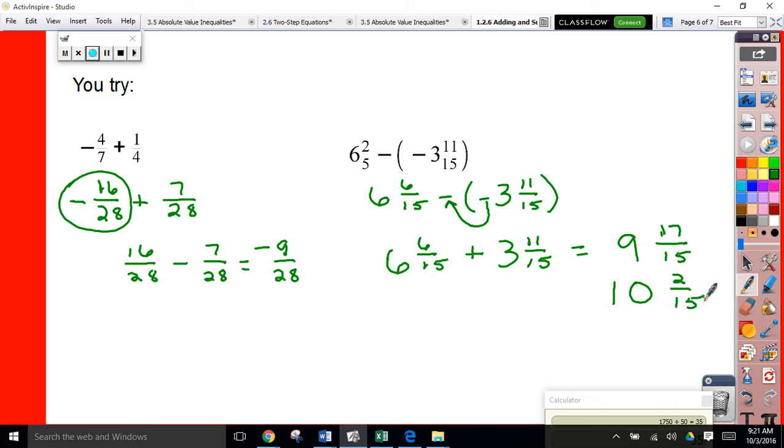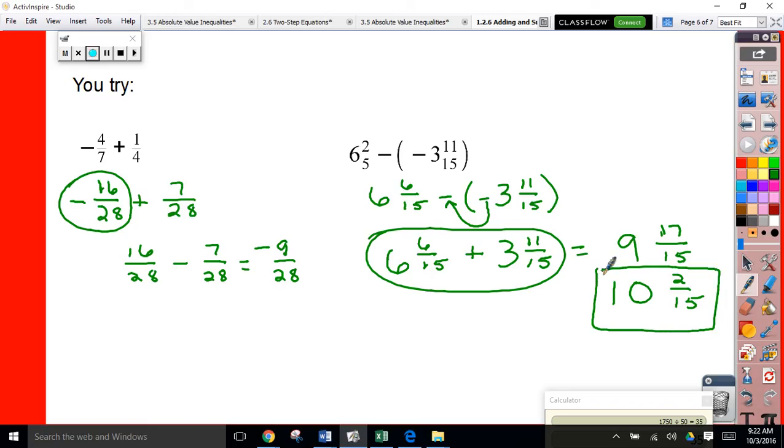What is my last step? Ben? Check the sign. Should it be positive or negative? Positive. Positive, yes. Both of our signs were positive in this problem because minus and negative means positive. So our answer should be positive. Our answer is 10 and 2/15.